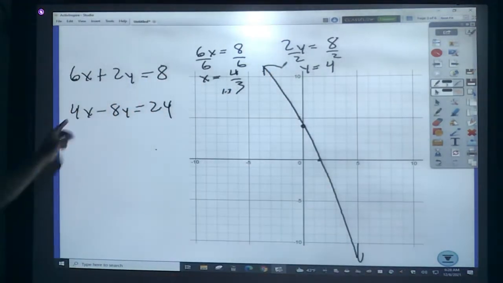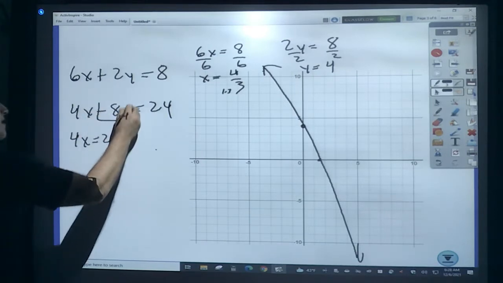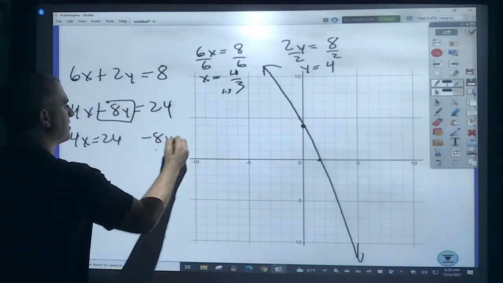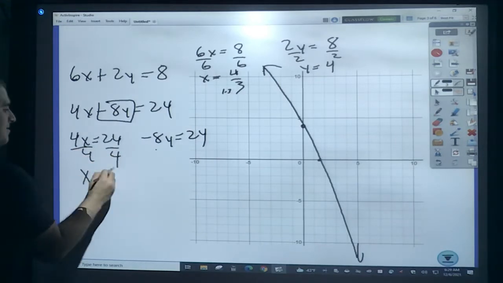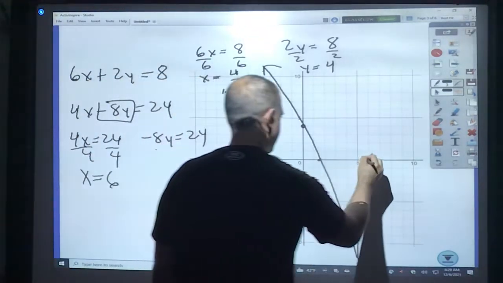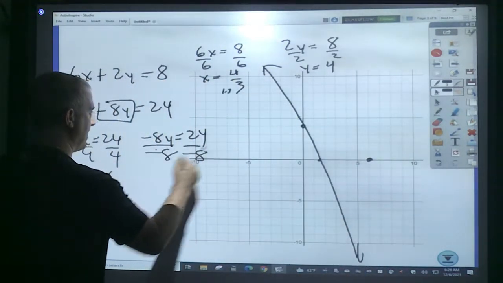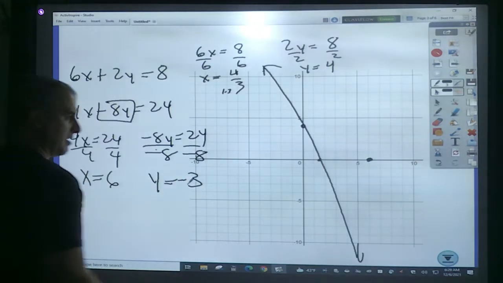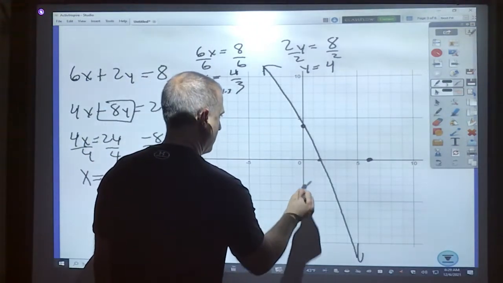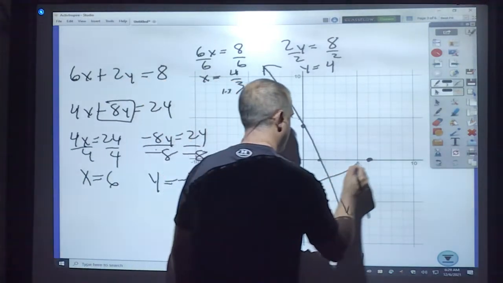Now this one, I would go 4x equals 24. Be very careful, because that's a negative: -8y equals 24. Dividing by 4, x equals 6. Divide by -8, y equals 24 divided by -8, which is -3. So I draw a big long line through that.